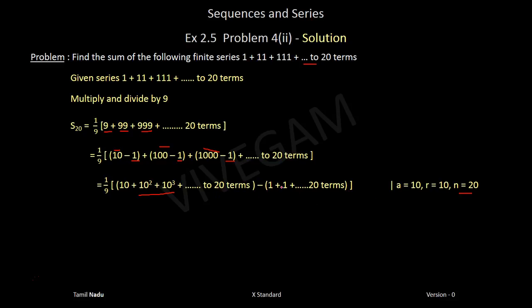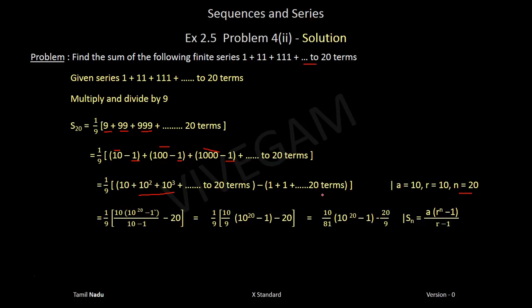But now 1 is added 20 times. If 1 is added 2 times, how much will you get? You will get 2. If 1 is added 3 times, you will get 3. If 1 is added 20 times, you will get 20. We know the formula for the geometric series: Sn equal to A into R to the power of n minus 1 by R minus 1, when R is greater than 1. So R is greater than 1, and that's the formula which needs to be applied, with A equal to 10, R equal to 10 and n equal to 20.